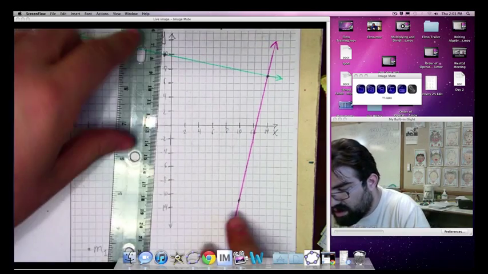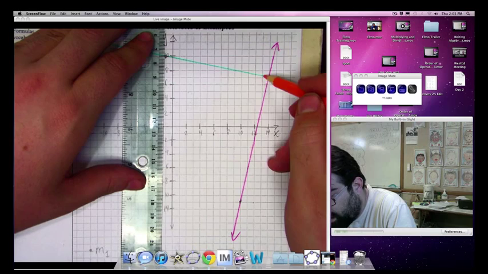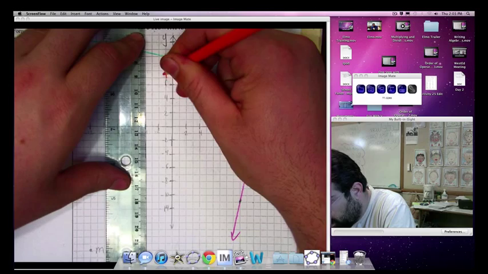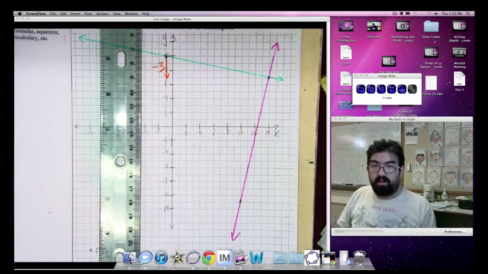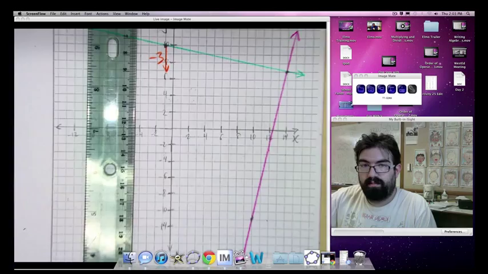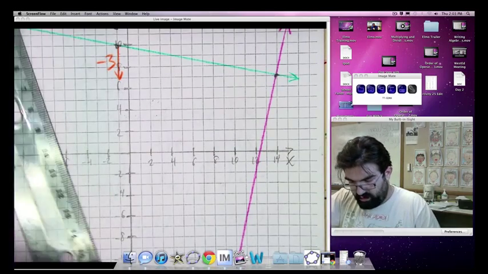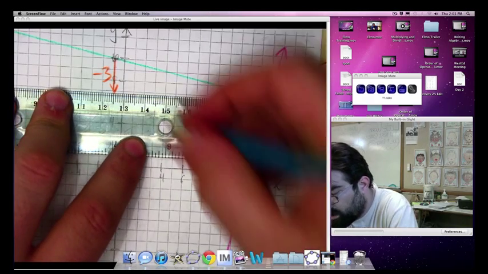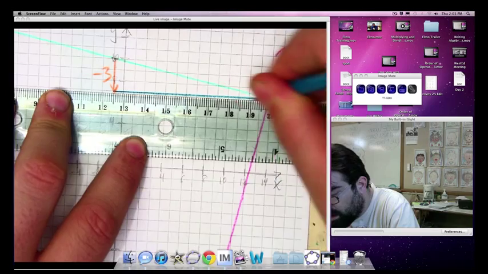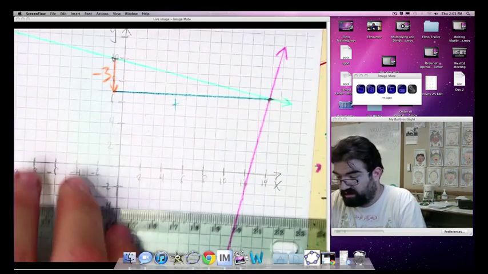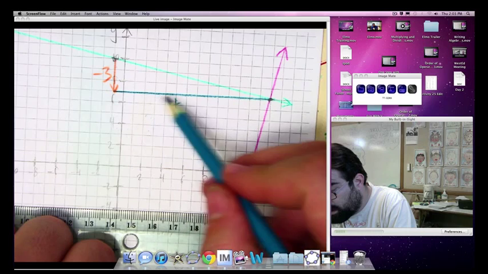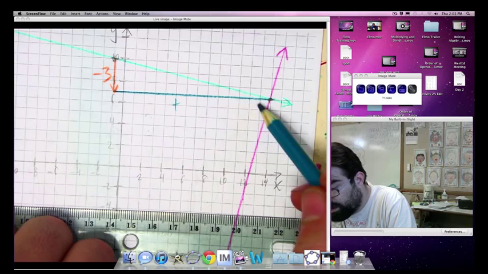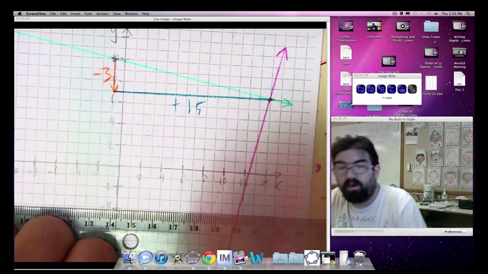Fancy ruler. See, this point is on this line, so I gotta go down by 3. So I'm going down by 3, right? Cool. And I'm going forward. So it's plus because I'm going forward. 1, 2, 3, 4, 5, 6, 7, 8, 9, 10, 11, 12, 13, 14, 15. So I go forward 15.